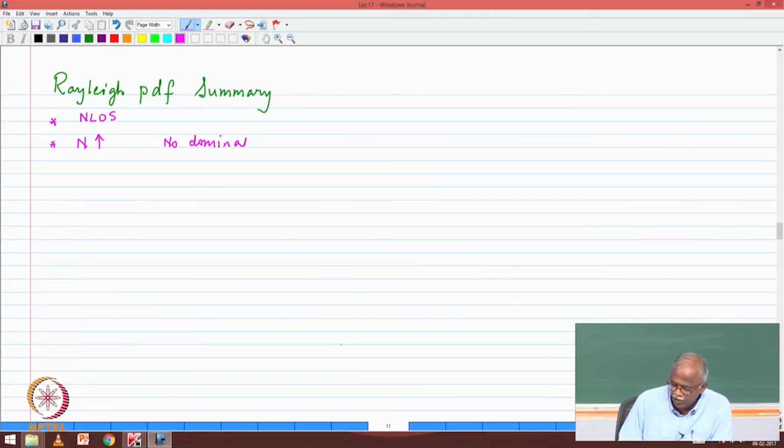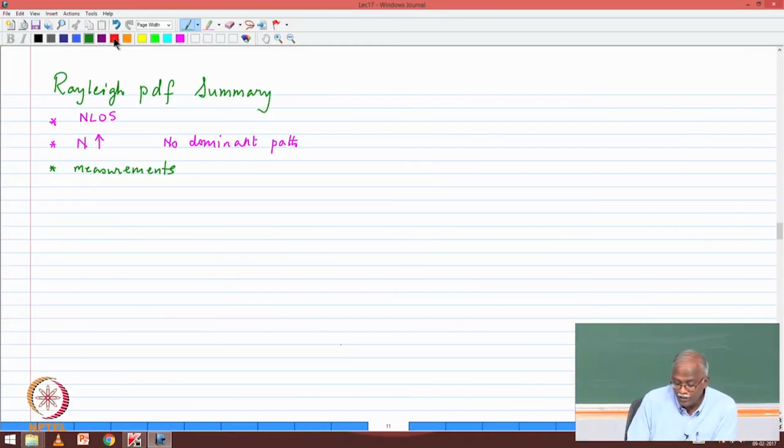What happens when there is a dominant path we will be studying, but right now the assumption is that all of them are approximately of similar power in terms of their strength, and this has been confirmed by a lot of measurements to verify that in practice something like Rayleigh fading actually occurs. So it has been validated through measurements. So there is no doubt about the usefulness of this model.